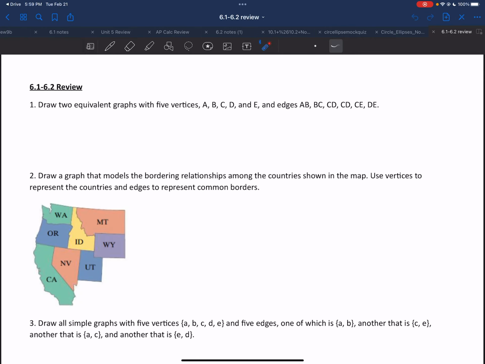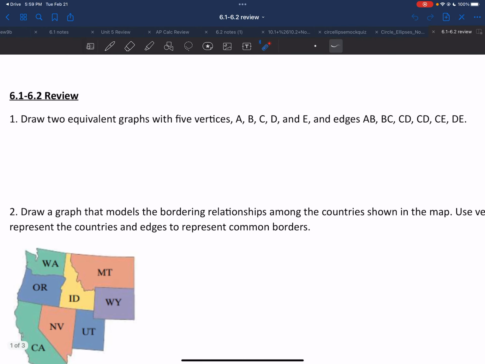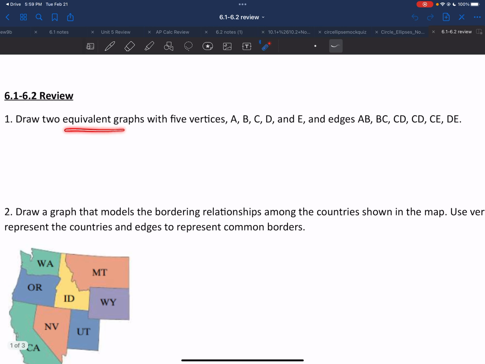Review for 6.1 and 6.2. The first question, we're going to draw two equivalent graphs. Remember that equivalent means that they have the same connections, the same vertices.